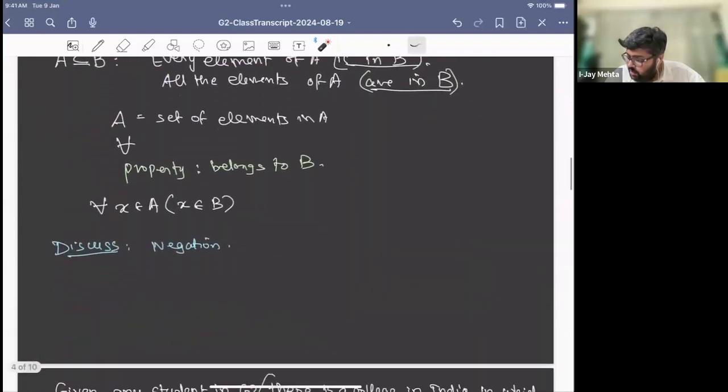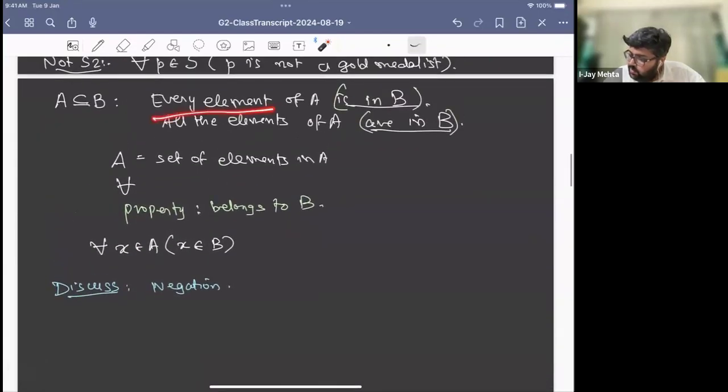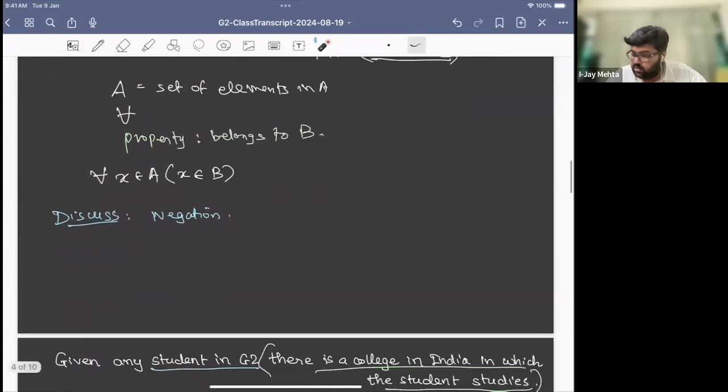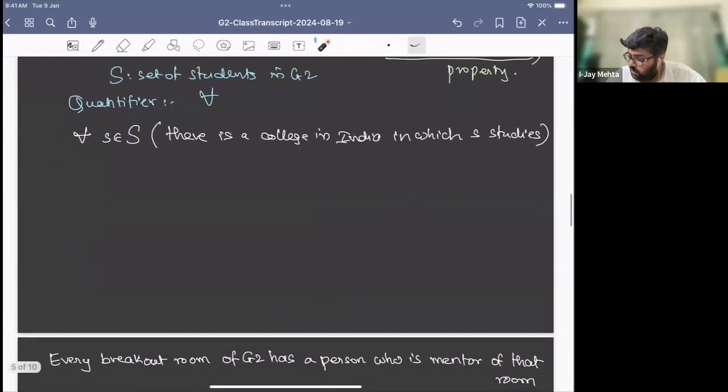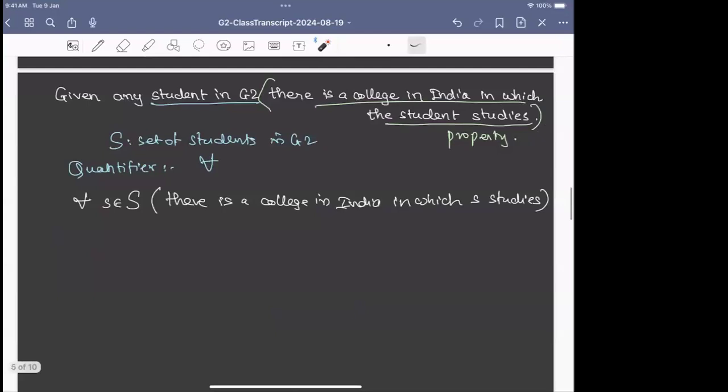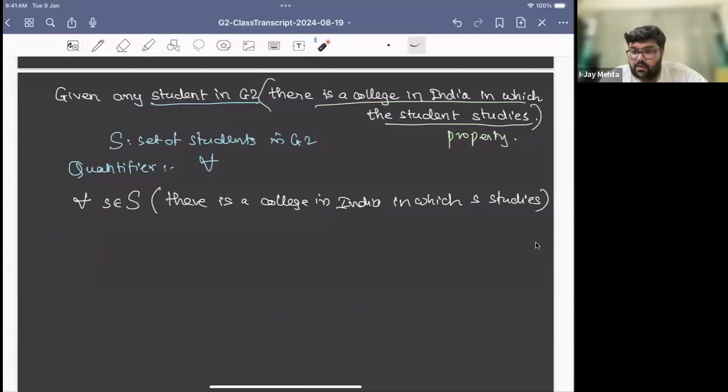So when I write here, every element of A is in B. So given any X in A, X is in B. All X in A, X is in B. Given any is a universal quantifier. Okay, is it clear, all of you?